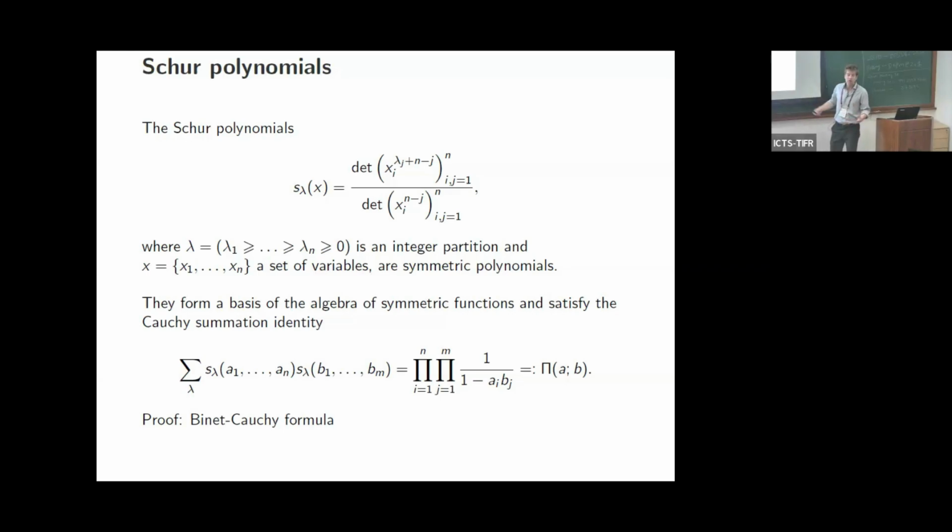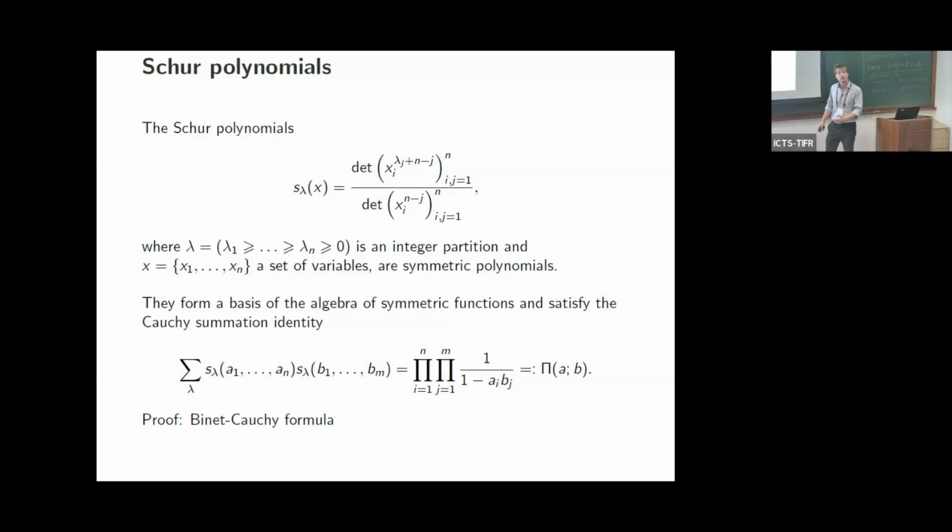So there are several distinguished families of symmetric polynomials that form a basis of symmetric polynomials and, more generally, symmetric functions, and the s_lambdas are one of them. They are orthonormal with respect to some inner product, and they satisfy a number of very nice properties.